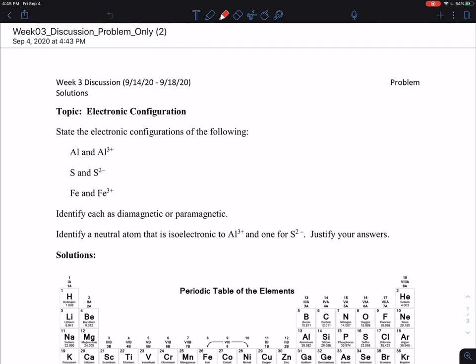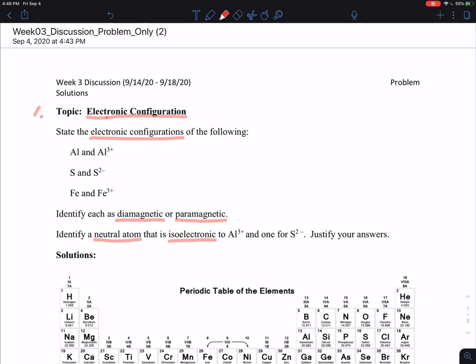Electron configuration: how the electrons are being filled up in different kinds of orbitals. So that's number 1, state the electron configurations. Then they ask whether it's diamagnetic or paramagnetic. And the last one is which is isoelectronic to. So find out what neutral atom is isoelectronic to the following ionic species.